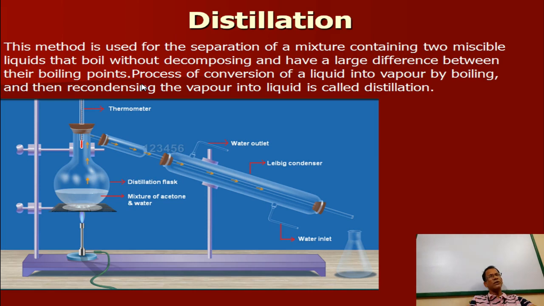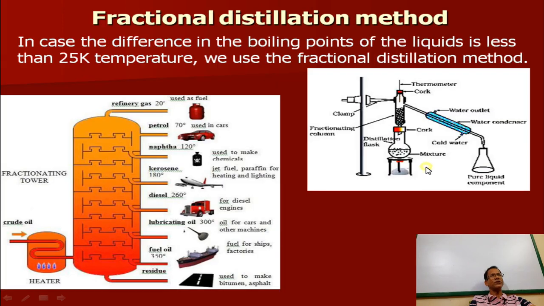In this method, the principle is that the liquids should have a higher boiling point difference, that is more than 25 K. Then they will be easily separated. This is called distillation. Then fractional distillation. Fractional distillation is the method to separate different components in different fractions on the basis of their boiling point, but the main thing is their boiling point difference should not be greater than 25 K. It should not be greater than 25 Kelvin.